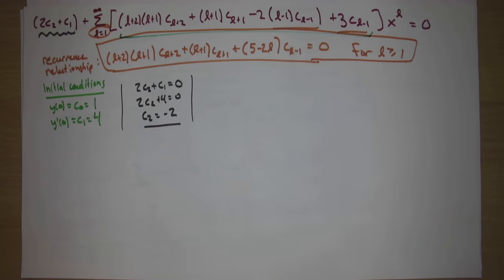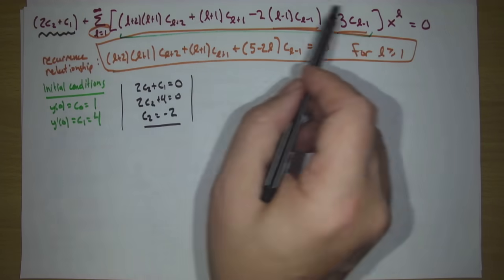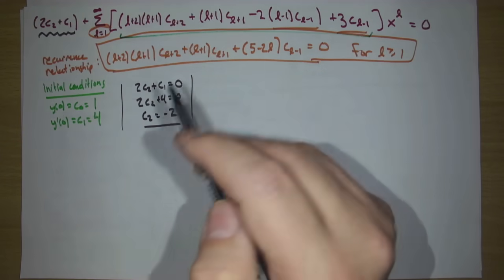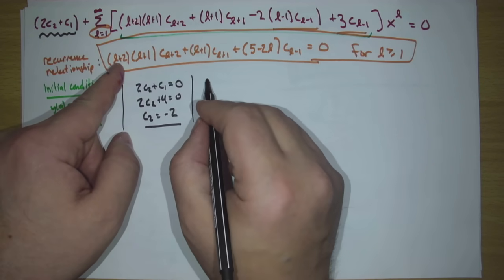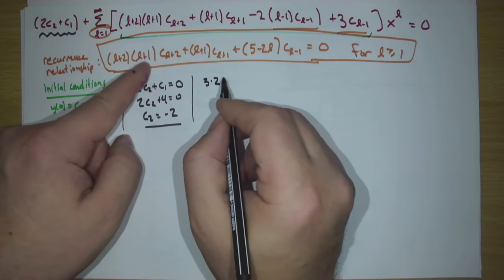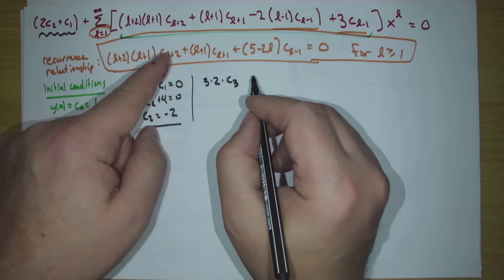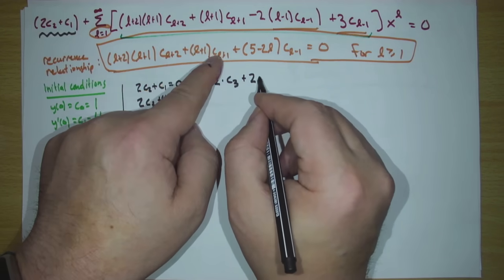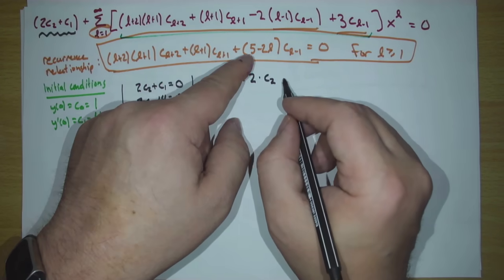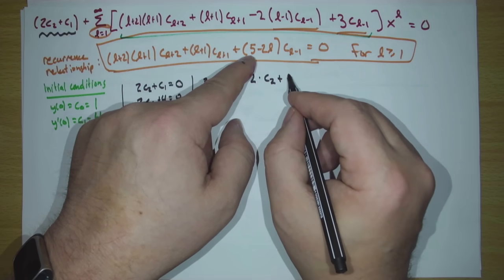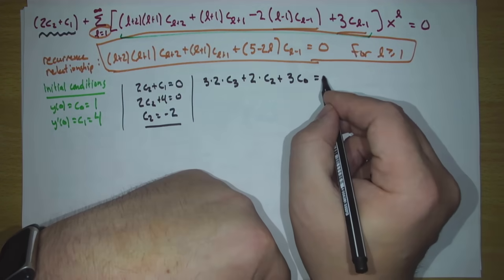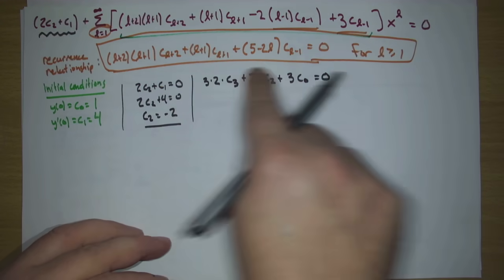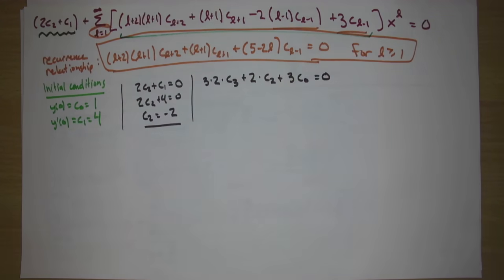How do we find our next coefficient? We come into our coefficient of x, which is L equals 1. So we're going to plug in L equals 1. 3 times 2 times C3 plus 2 C2, plus 5 minus 2, which is 3, times C0 equals 0. So I'm plugging in L equals 1 into the recurrence.